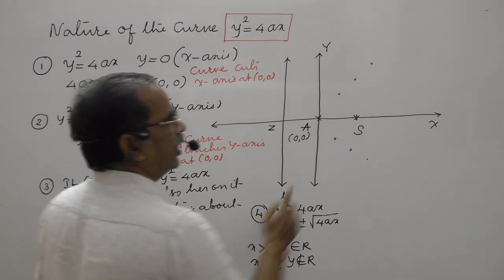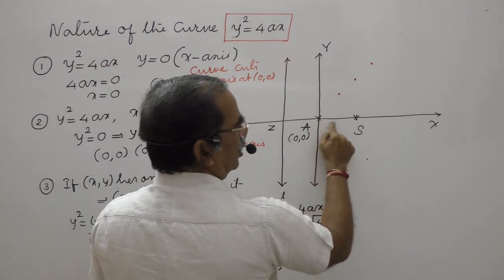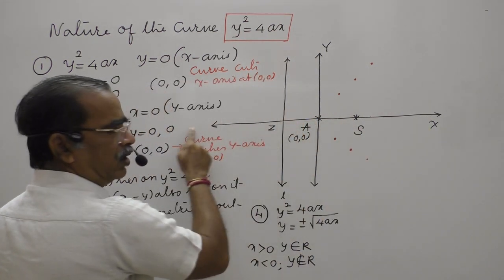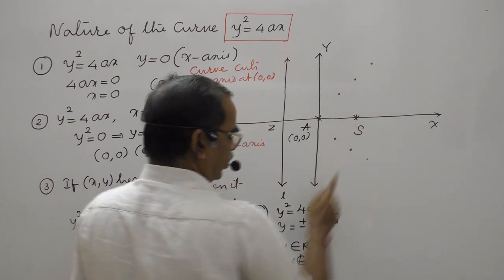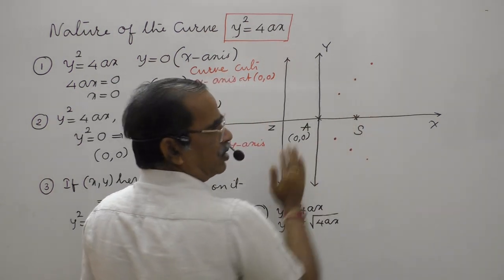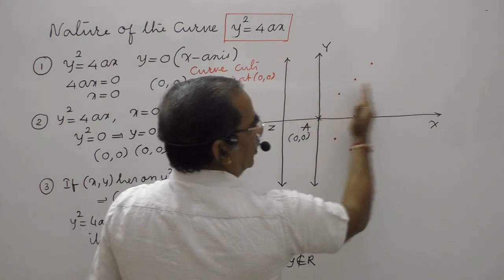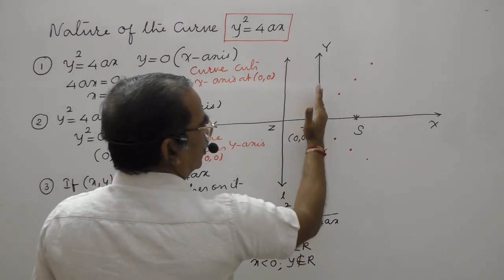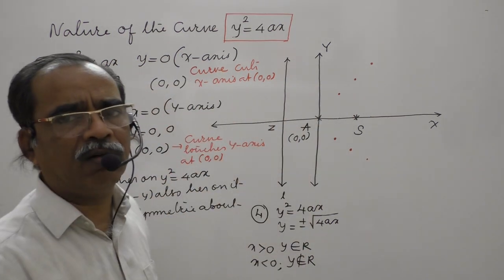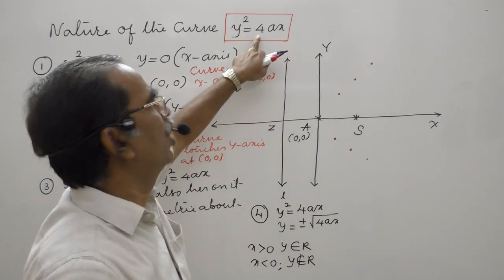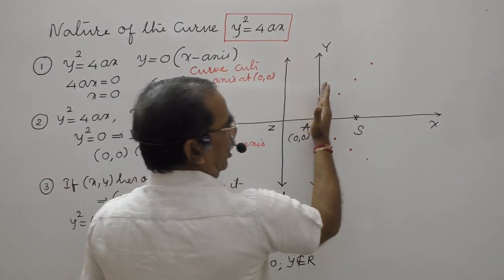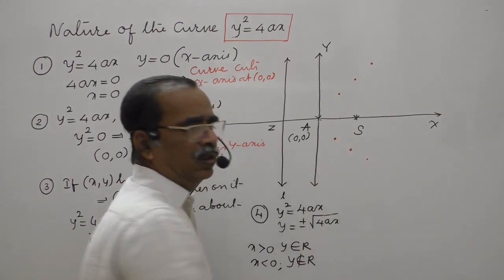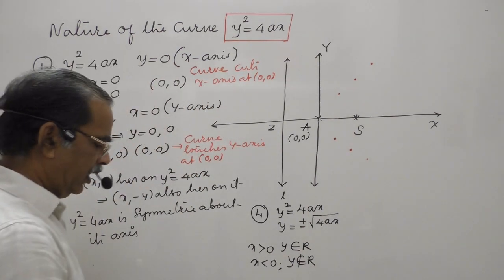x greater than 0 means, this is the origin, no? These are all greater than 0, positive values. x less than 0 means this side. Here for x greater than 0, y is real. That means the curve is real. The curve is there on the right side of the y-axis. For these values, y is not real. That means there is no curve on the left side of the y-axis. So the parabola y square equal to 4ax will lie on the right side of the y-axis. That is in the first quadrant and fourth quadrant. Next, number 5.